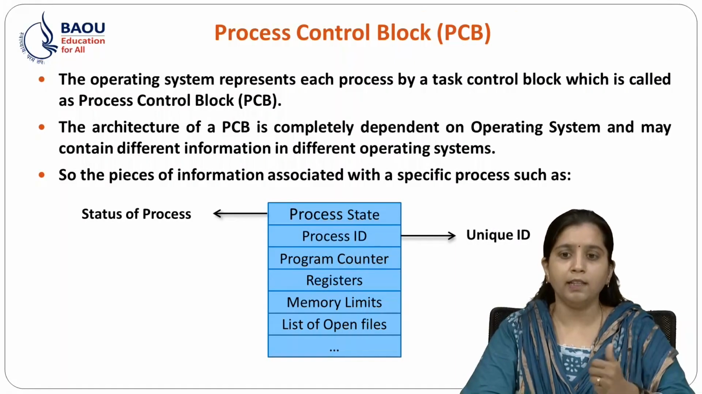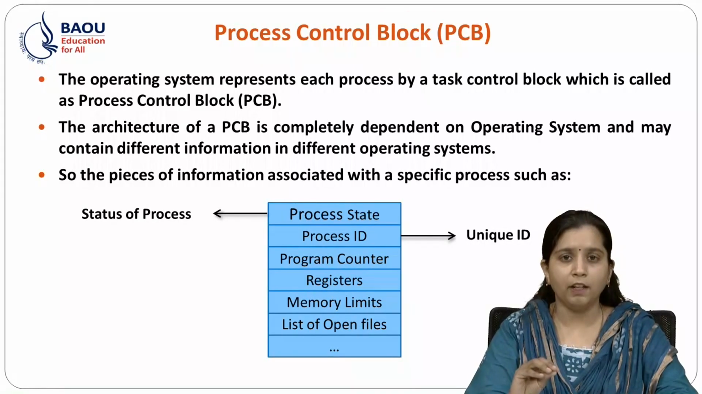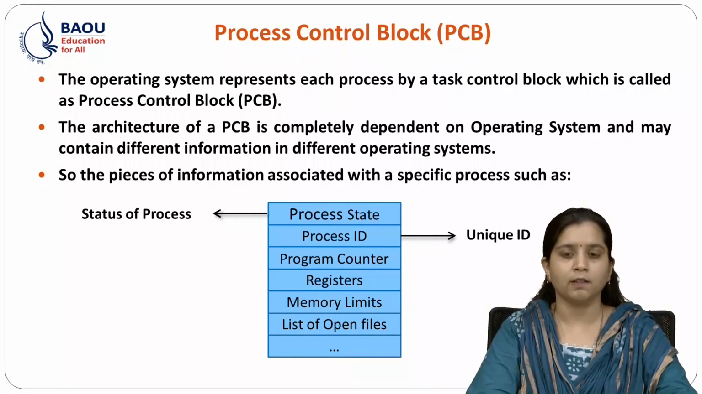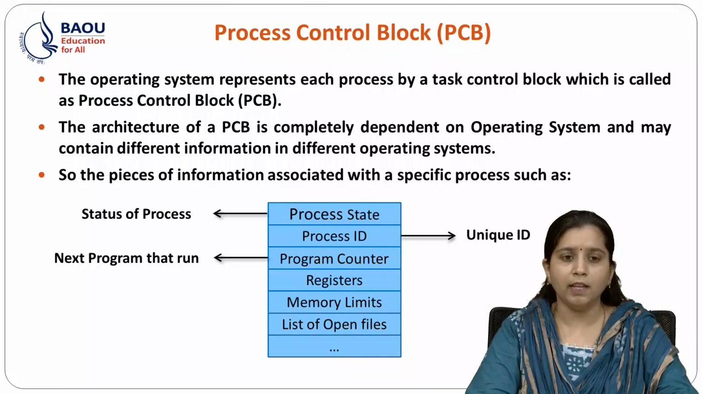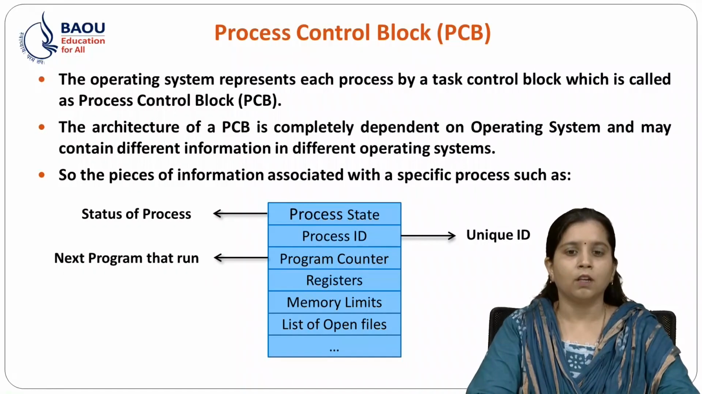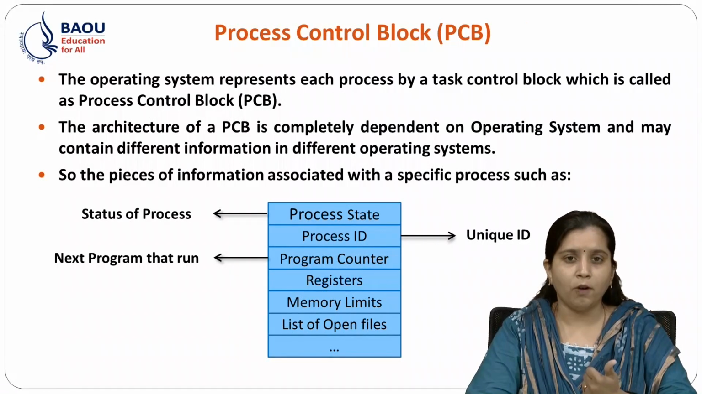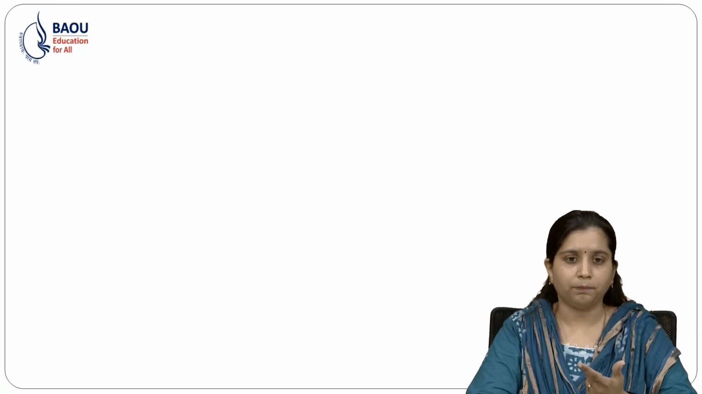Process ID is a unique identifier of the process. Program counter indicates the next instruction that will run in the scheduler. Registers hold the stack pointers, heap pointers, etc.